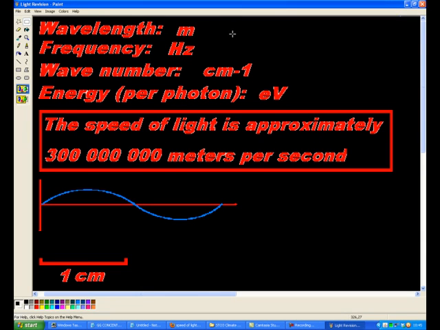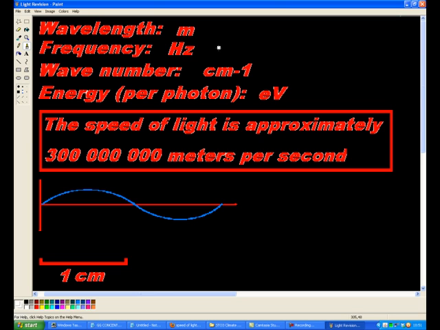Hello again, guys. Just before I go into a little more detail about the black body radiation spectrum, I thought we would do a little bit of light revision. Now, as you probably remember from your physics lessons, the speed of light is approximately 300 million meters per second. So let's see how that relates to wavelength and frequency.